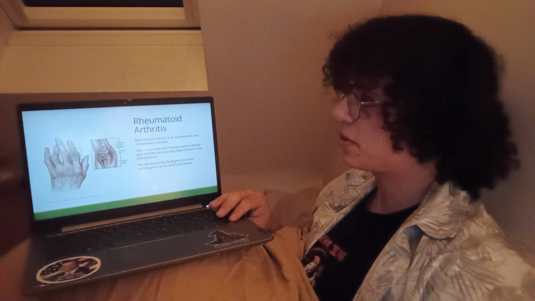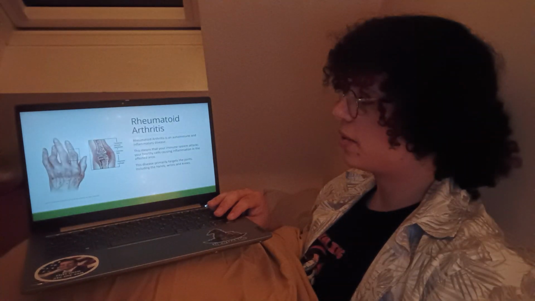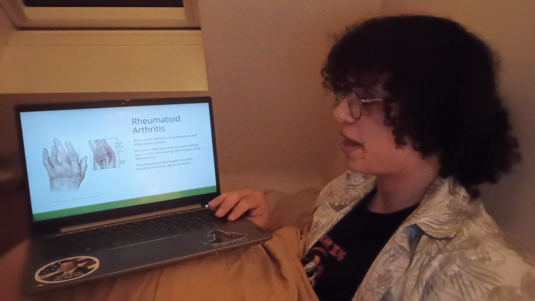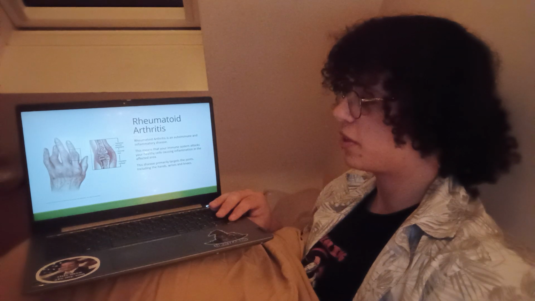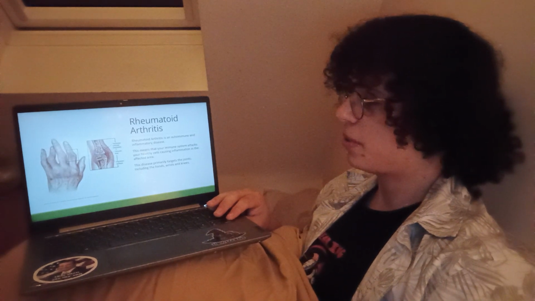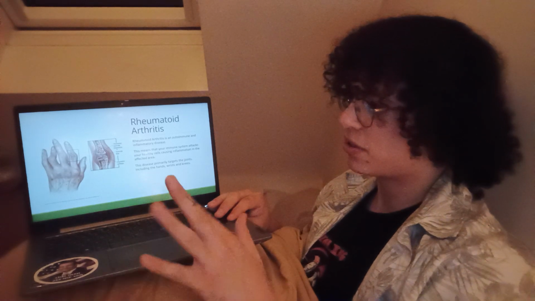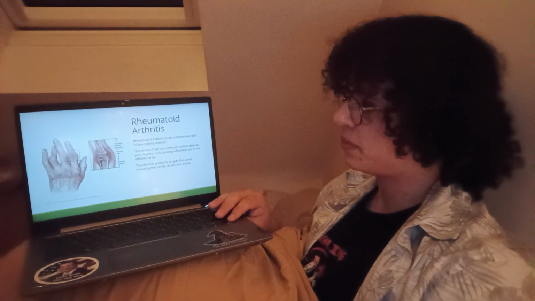Some examples of this. Arthritis is an autoimmune disease and inflammatory disease. This means that your immune system attacks your healthy cells, causing inflammation in the affected area. This disease primarily targets the joints, including the hands, wrists, and knees, causing the hands to bend in horrible ways.